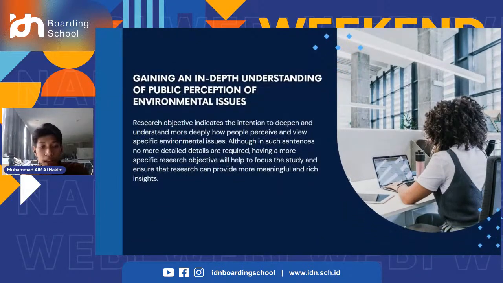Lastly, gaining an in-depth understanding of public perception of environmental issues. This objective indicates the intention to deepen understanding of how people perceive and view specific environmental issues. So, in such a sentence, no more details are required. Having a more specific research objective will help to focus the study and ensure that research can provide more meaningful and rich insight.